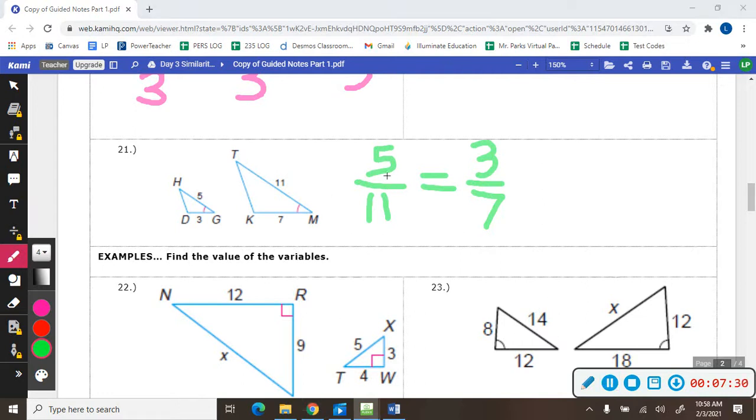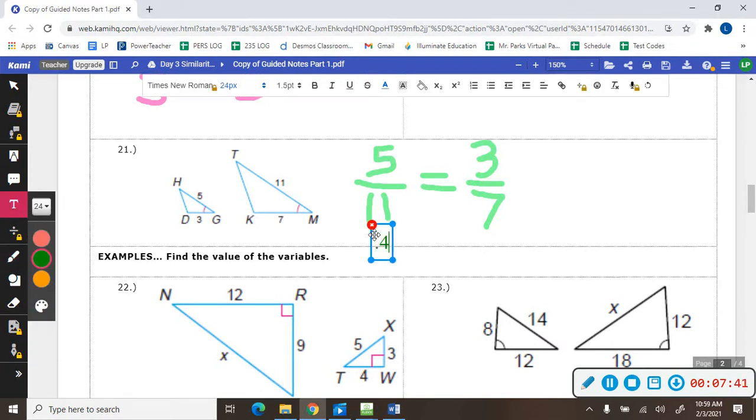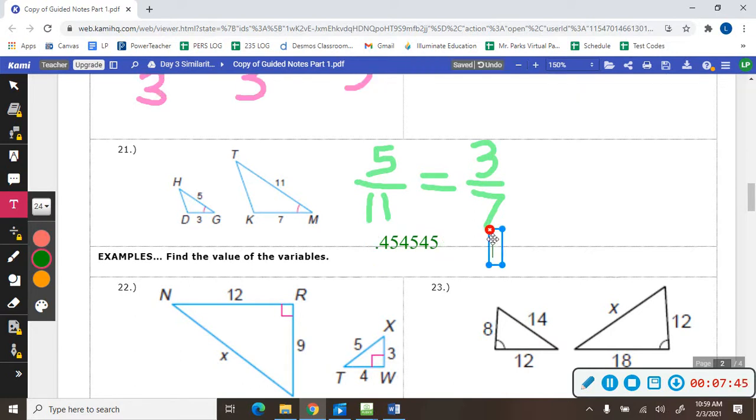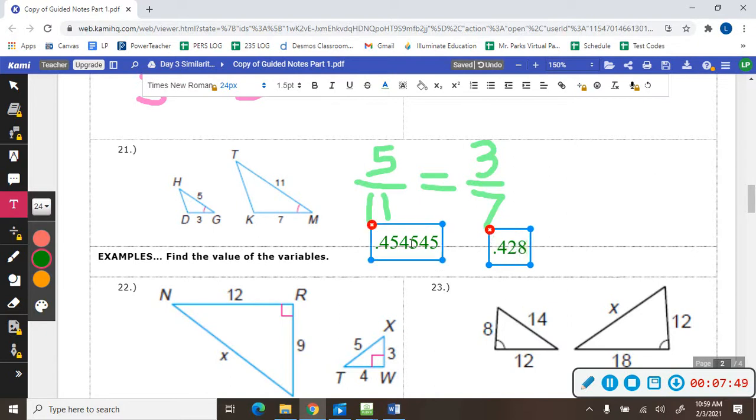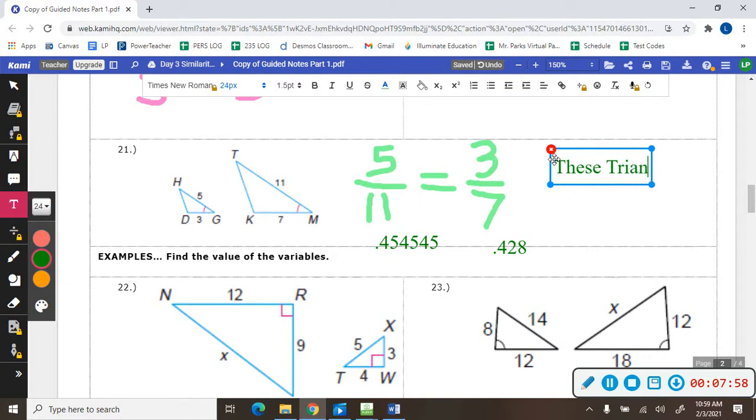So this isn't reduced. This is reduced. This is reduced. If you type 5 divided by 11 in your calculator, you get 0.454545 repeating. And if you type 3 over 7 in your calculator, you get 0.428 and so on. So because those are not the same scale factor, you would say these triangles are not proportional.